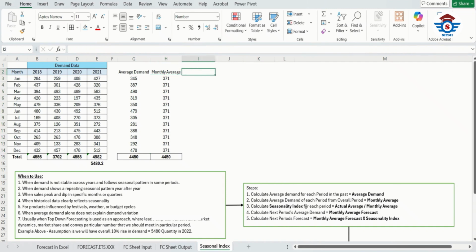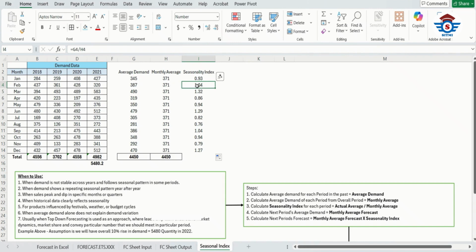It tells us to calculate the seasonality index for each period. Now we will calculate the seasonality index. While calculating the seasonality index, the formula is nothing but the actual average divided by the monthly average. So here the seasonality index is 0.93 for the first period. When I drag down the same formula below, this will calculate the seasonality index for every month.